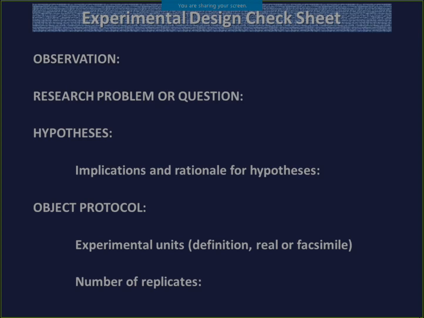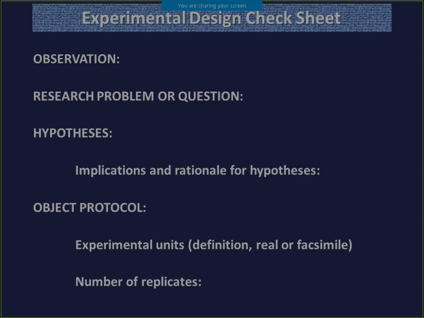The implications of those hypotheses are going to state that if this hypothesis is true, what should you expect to have happen in an experiment? What would you expect to see? And if the hypothesis is not supported, what would you expect to find instead? Again, a rationale will clearly explain why you expect those results.